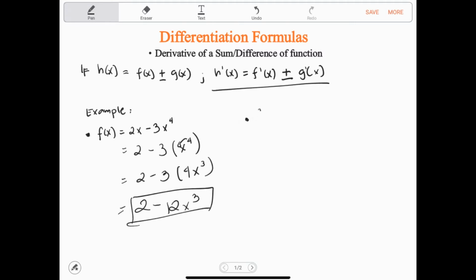Next example. Let's say f of x is equal to 4x squared minus 3x. Still, we have two terms. Let's work on the first one. So 4 times the derivative of x squared, which is 2x, minus the derivative of 3x, which is 3. Then multiply. So 4 times 2x is equal to 8x minus 3. That's it.